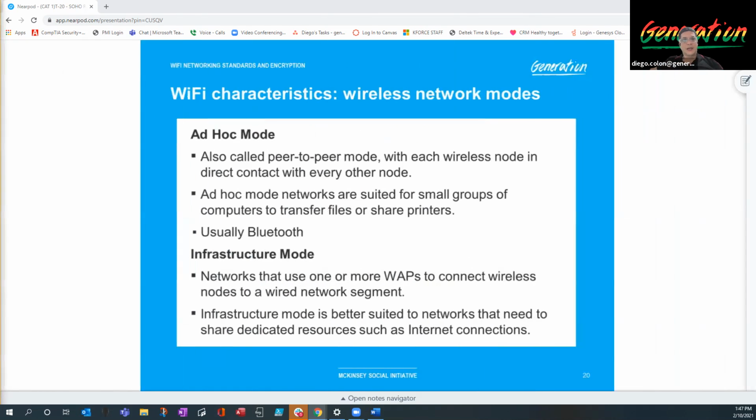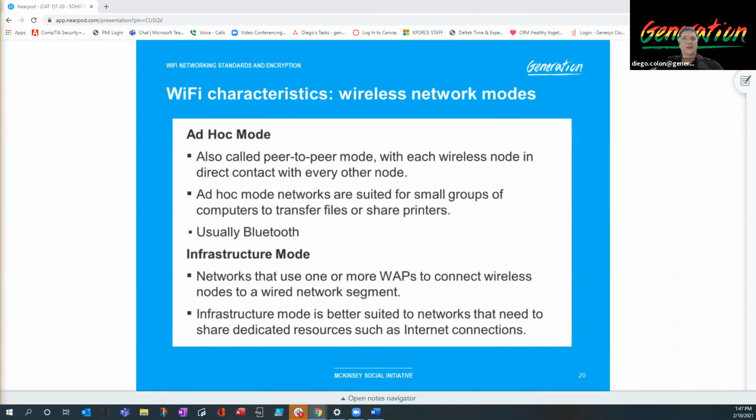Right. As for the wireless network modes, hopefully everyone remembers ad hoc. Ad hoc mode means exactly that: it would be peer-to-peer mode. Anyone remember what peer-to-peer is? What's a peer-to-peer network? Person to person, computer to computer, or device to device. Yeah.